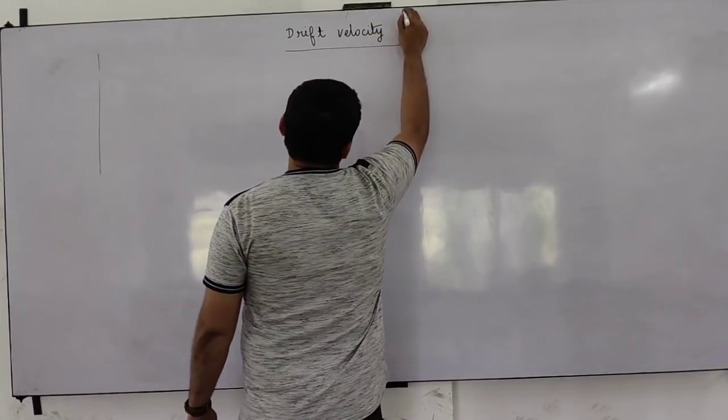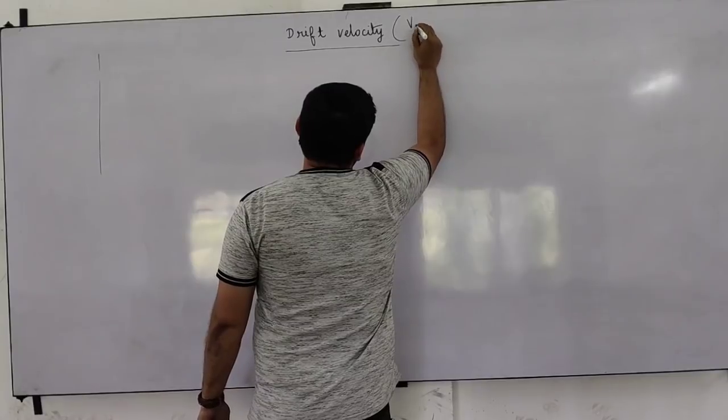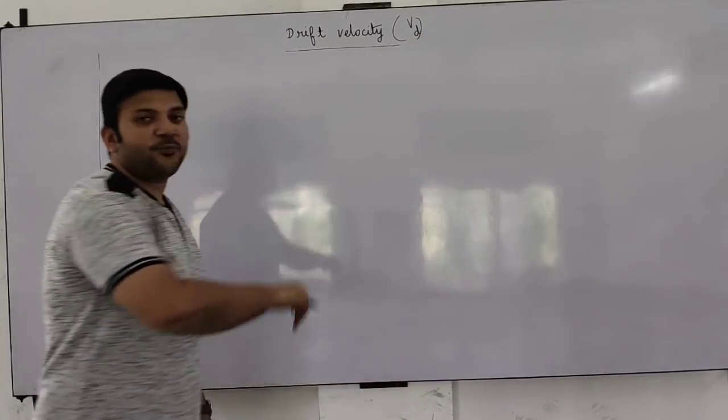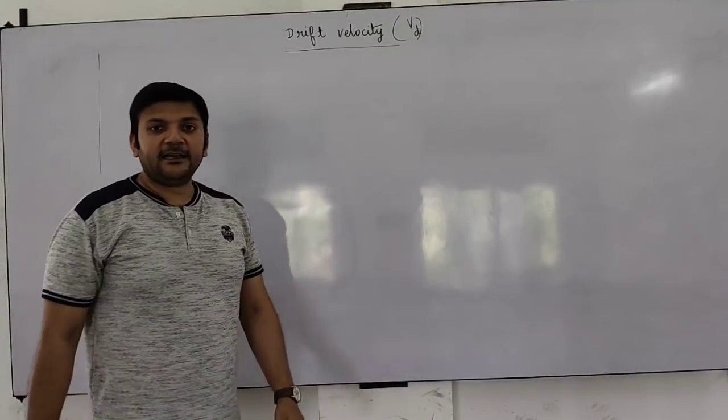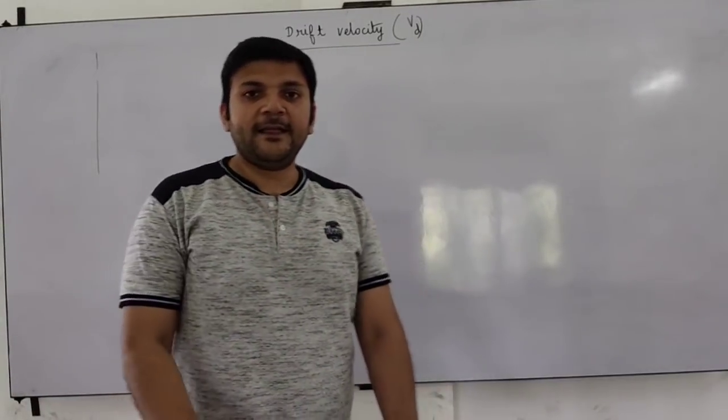Drift velocity, V with suffix small letter D for drift. VD, it is the drift velocity. Okay?